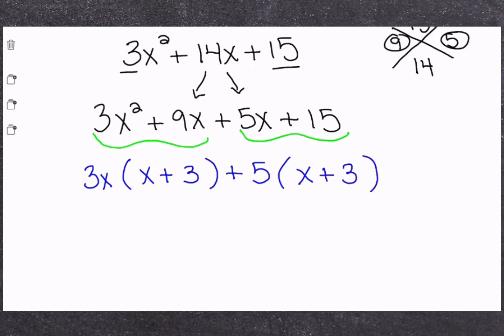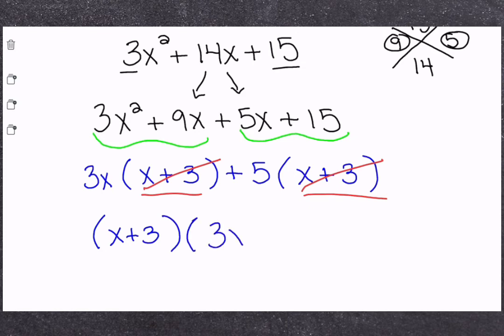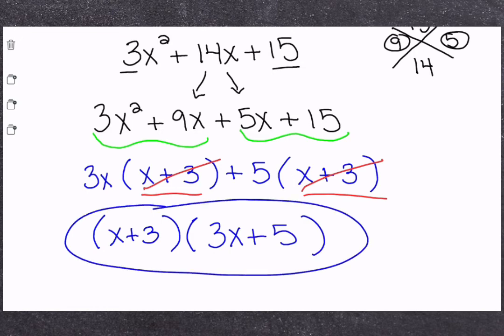Now, I feel good about this because, look, my parentheses look the same. That's always a good feeling. When the parentheses look the same, you can bring them together as one. If they aren't the same, then something is wrong. You need to stop and redo it. So x plus 3, and then what I don't have crossed out is the 3x plus 5, and that's what goes in the next parenthesis, and then this is done.